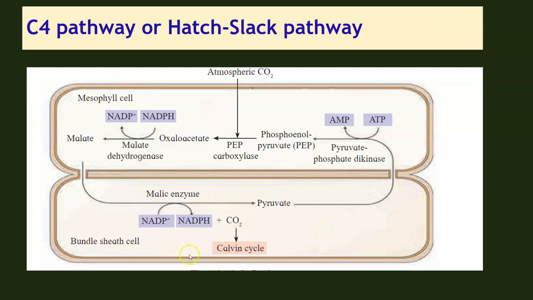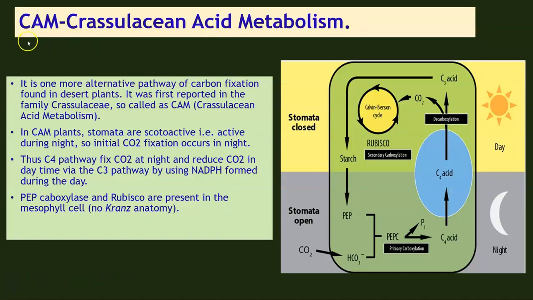in these plants. Now students, we will see what is CAM, that is Crassulacean acid metabolism. It is one more alternative pathway of carbon fixation found in desert plants. It was first reported in the family Crassulaceae and so is called CAM, Crassulacean acid metabolism. In CAM plants, stomata are scotoactive, that is active during the night. So the initial carbon dioxide fixation occurs during the night time.